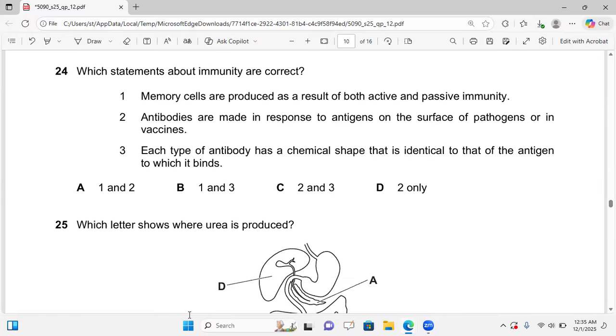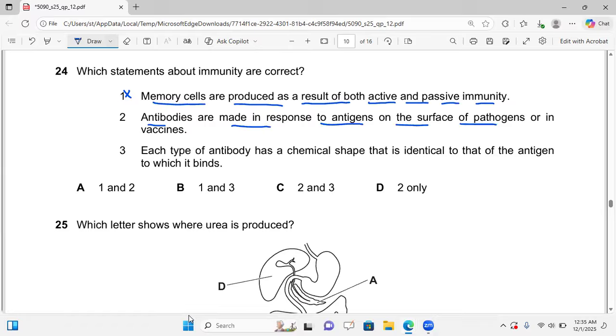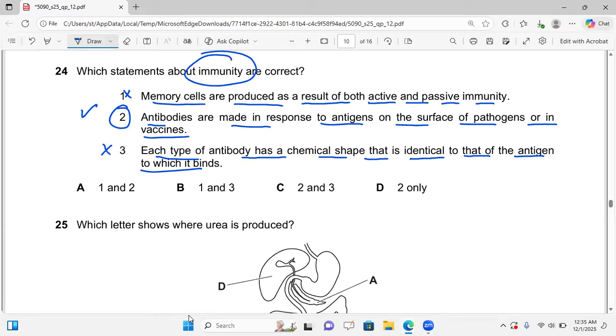Which statement about immunity is correct? Memory cells are produced as the result of both active and passive immunity. No. Antibodies are made in response to antigen on the surface of pathogen or in the vaccine. It is correct. Each type of antibody has a specific shape, identical to the antigen to which it binds. So I will say about immunity, only antibodies are made in response to antigens on the surface of pathogen or in the vaccine. So option D is perfect.